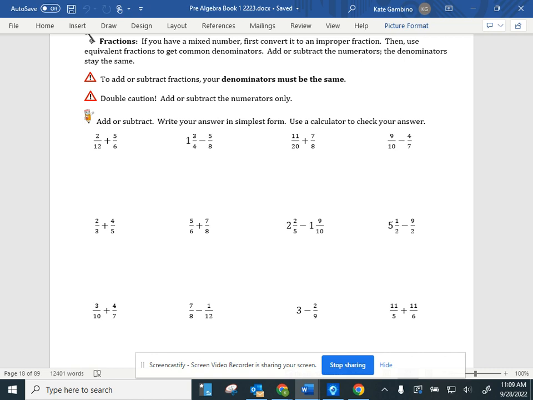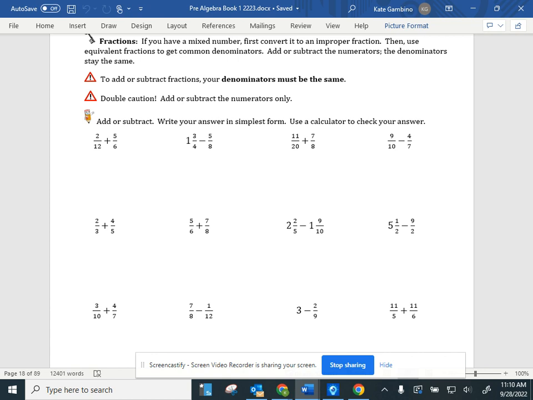Fractions. If you have a mixed number, first you're going to convert it to an improper fraction. Then use equivalent fractions to get common denominators. Then you can add or subtract the numerator and the denominator stays the same. Now we had this on our entrance exam, right? I think we worked with our fractions a little bit. So we've already had a little review of this.